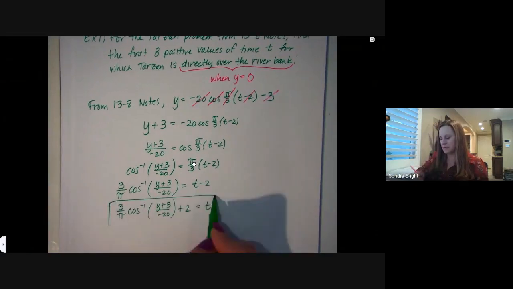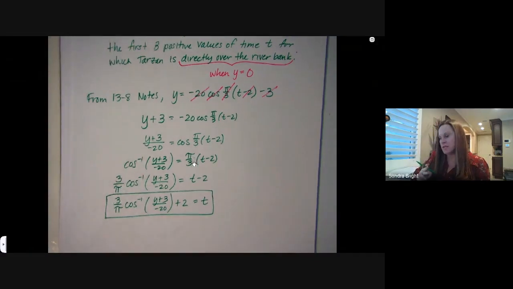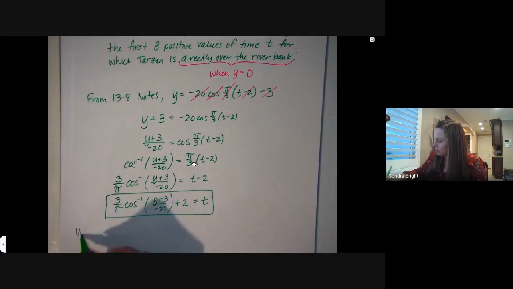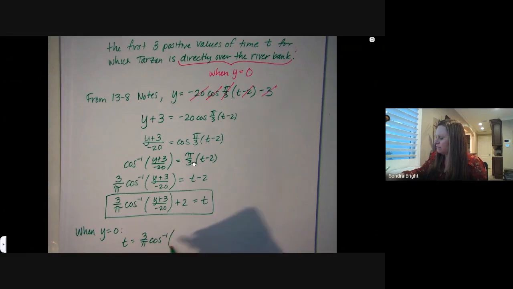All right, so that is everything where you just plug values into y, and we're going to be able to solve for t. We want the first 3 values of t when y is 0. So when y equals 0, we plug in: t equals 3 over pi times inverse cosine of 0 plus 3 over negative 20. That's going to give you a negative 3 over 20, plus 2.